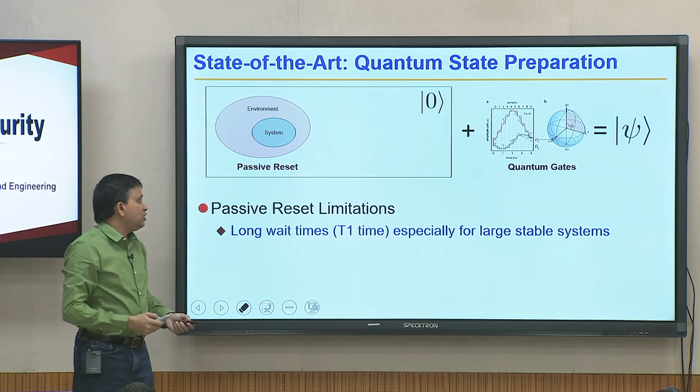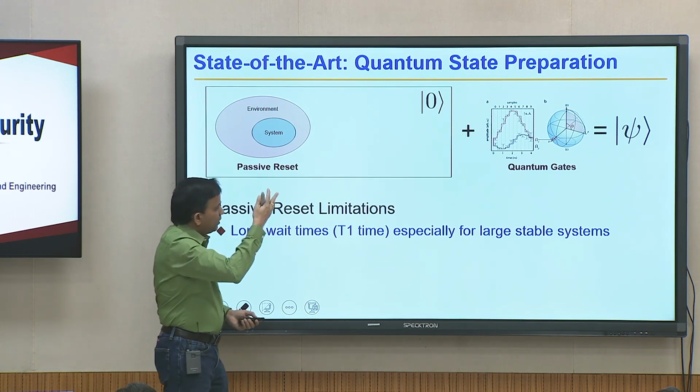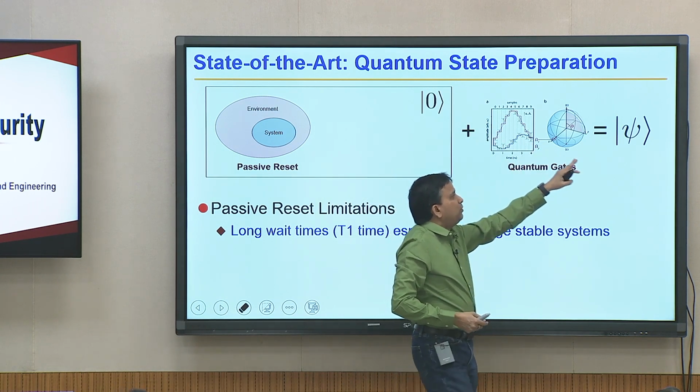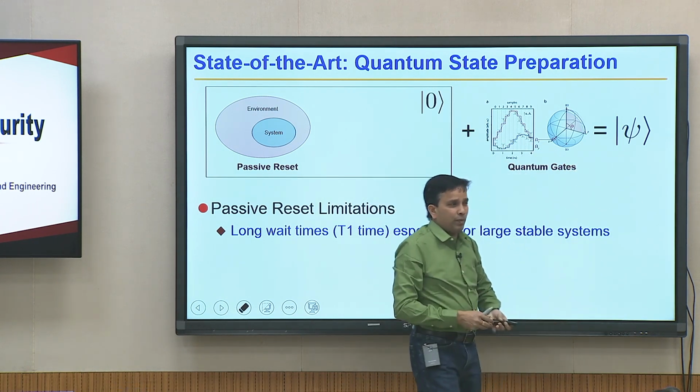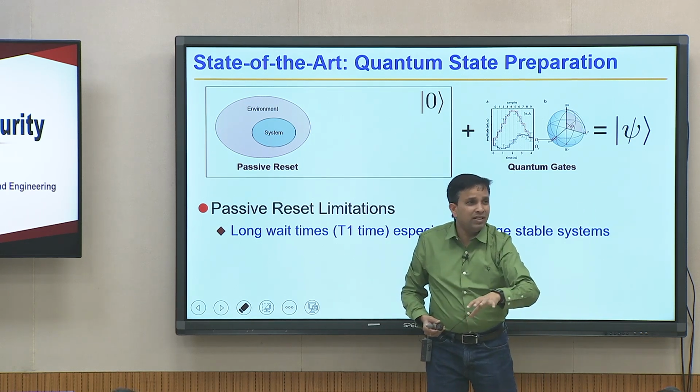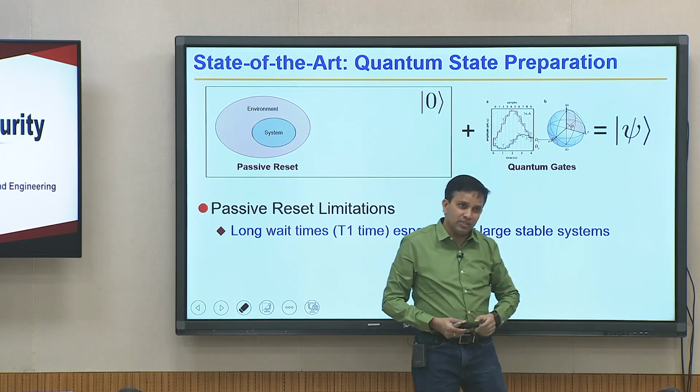So, time is an issue, and also it can only take you to the 0 state, then you have to apply some gate to go to the target state, whatever state you are trying to prepare. What is this state? This is the state that classical machine learning decided your parameters should be initialized with.